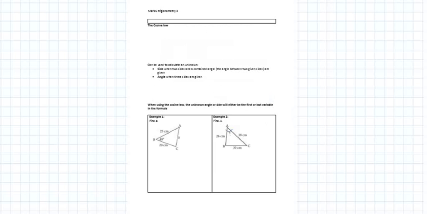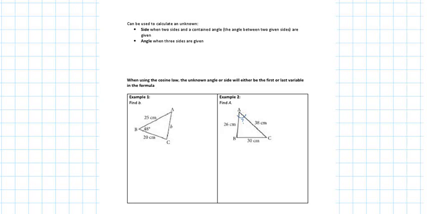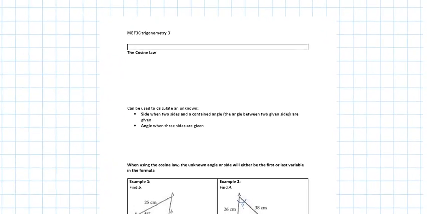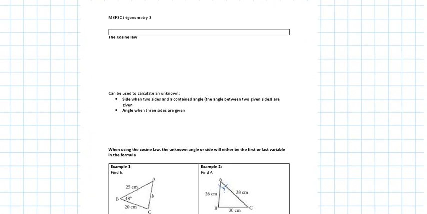All right, so we are going to start our lesson with defining when to use the cosine law, and then we're going to look at the formulas for the cosine law. Yesterday we looked at the sine law, and the day before we looked at the trigonometric ratios. Today we're going to look at the cosine law.